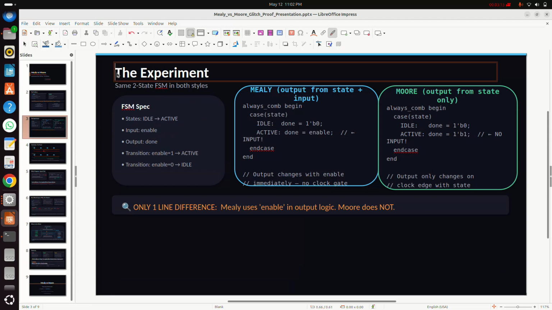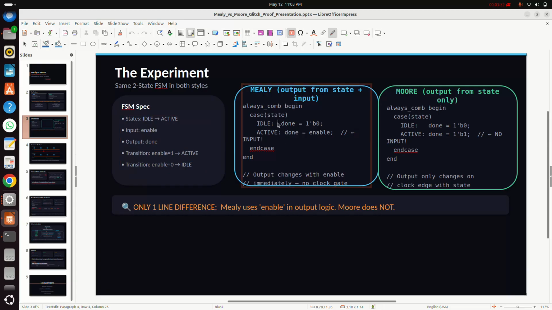Here the experiment shows a 2-state FSM written in both styles, Mealy and Moore. This is our FSM specification where we describe our two states, one is idle and one is active. Our input is enable and output is done. When enable equals 0, it stays in the idle state, and when enable equals 1, it goes to the active state.